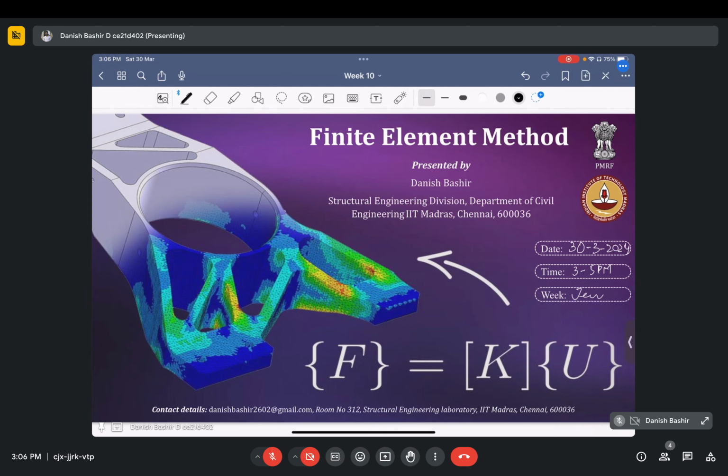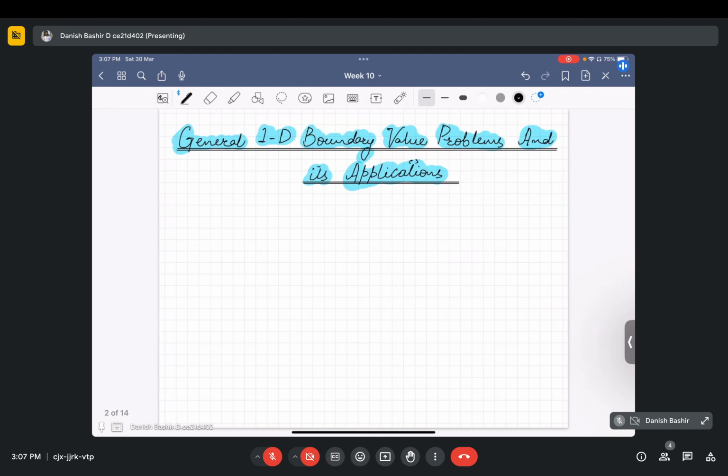Because for your information, finite element analysis is not used only in civil engineering, especially in structural engineering. It is used in each and every domain of engineering, as well as its allied fields, like biology, medical applications, mechanical engineering, applied mechanics, and computational fluid dynamics. This finite element method is everywhere. So today we will be seeing a generalized picture of what we have studied in the last 9 weeks. Today's topic is the general 1D boundary value problem and its applications to other fields.